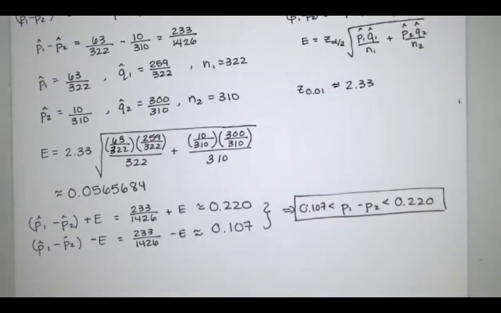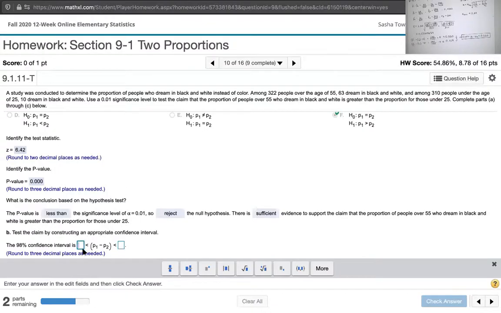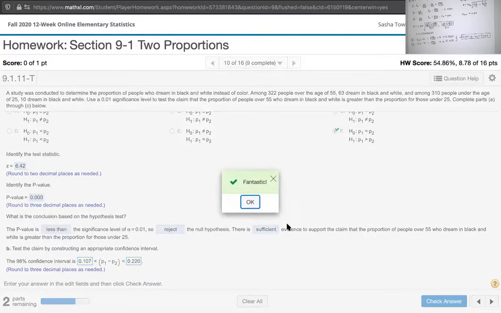Let's go to MyLab Statistics and see if they like this answer, and then I will show you how to do this with technology. It's actually a little bit faster with technology, just because of the typing and the fractions and all that jazz. So our lower limit was 0.107, and our upper limit was 0.220. Okay, great. Now I would like to show you how to find the exact same interval using Excel. So I will share my screen with you, and this time I'll be sharing Excel.